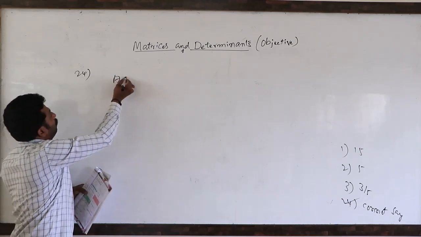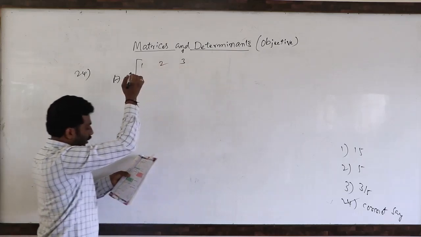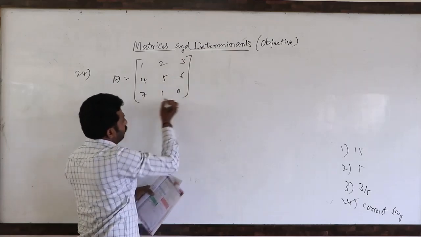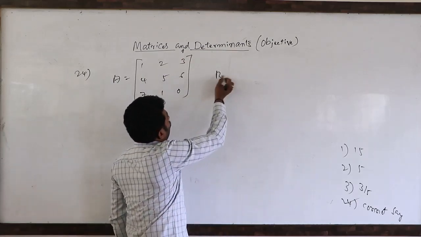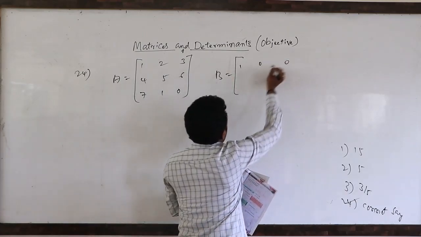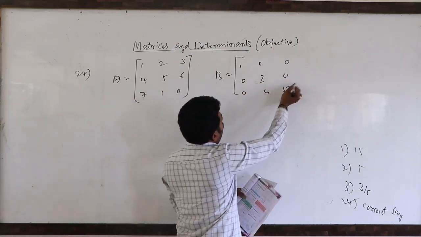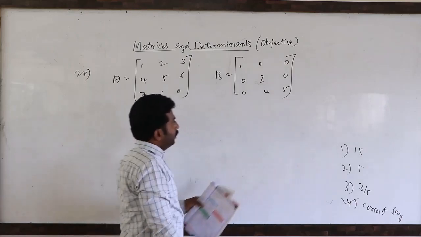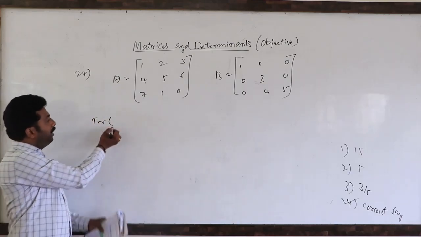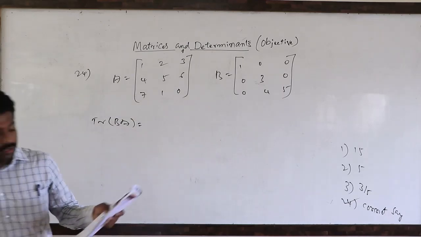If A is a square matrix, 1, 2, 3, 4, 5, 6, 7, 1, 0. Another matrix B: 1, 0, 0, 0, 3, 0, 0, 4, 5. Then they are asking for the trace of AB, not AB but BA. So the trace of BA is nothing but the trace of AB also, no problem.